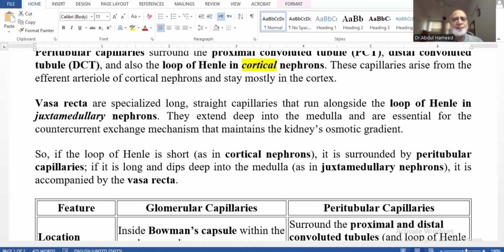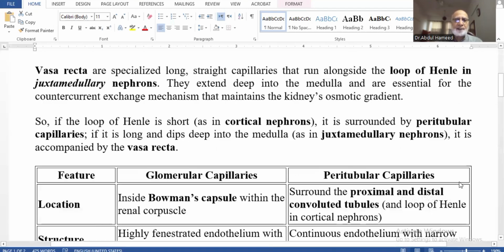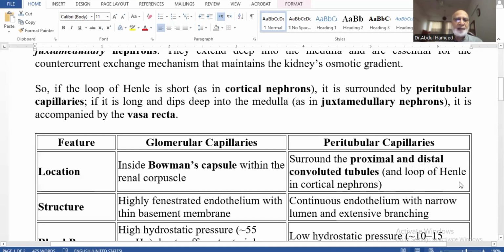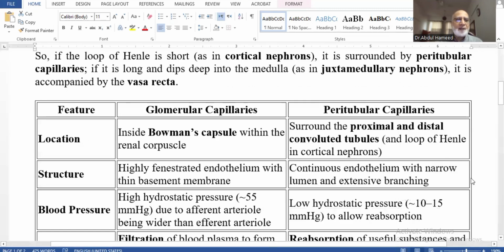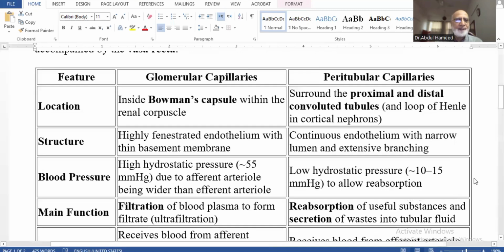If the loop of Henle is short, as in cortical nephrons, it is surrounded by peritubular capillaries. If it is long and deep into the medulla, as in juxtamedullary nephrons, it is accompanied by vasa recta, a sort of elongated capillaries surrounding the loop of Henle for countercurrent activity. So there is a table giving us the idea about different features. We have two tables, so we will discuss them in detail.